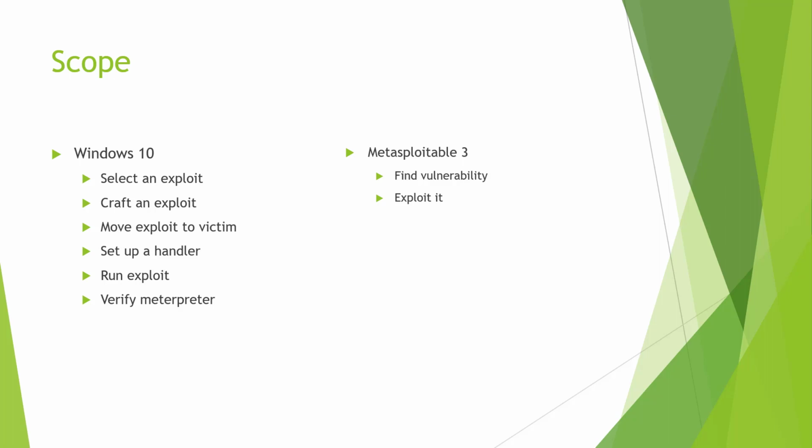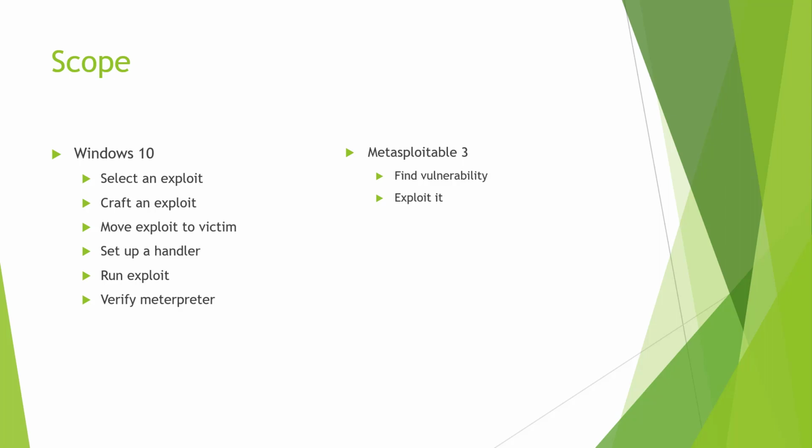So again, the purpose, the scope of this video. Using Kali, we are going to target Windows 10. Select an exploit, craft the exploit, move the exploit to our Windows 10 victim. Set up a handler, run the exploit, verify Meterpreter has successfully connected to our Windows 10 machine. That's one. Second scope is we are going to do the same task but at a little faster pace, targeting Metasploitable 3. We're going to find a vulnerability, we're going to exploit the vulnerability.